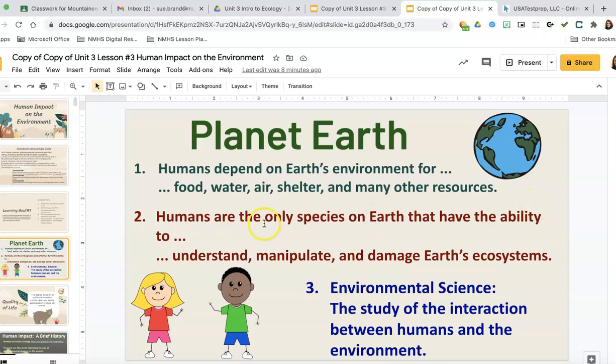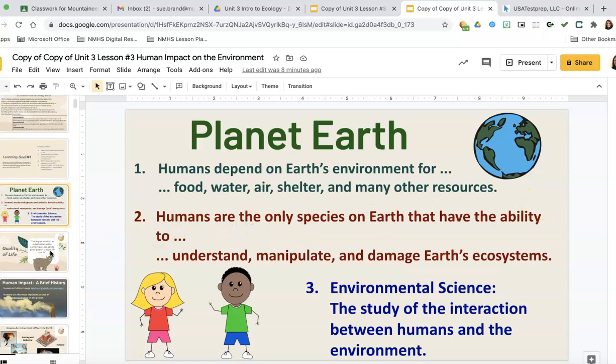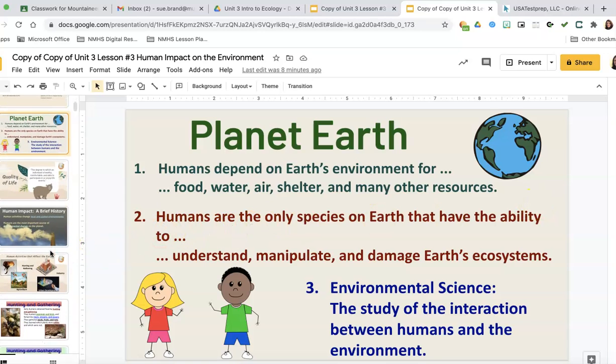So, we all live on planet Earth. So humans depend on the Earth's environment for food, water, air, shelter, and many other resources. Humans are the only species on Earth that have the ability to understand, manipulate, and damage the Earth's ecosystems. So we know with environmental science, it's the study of the interaction between humans and the environment.